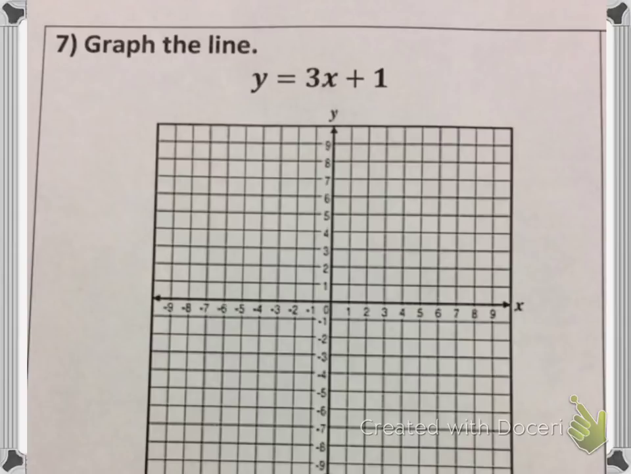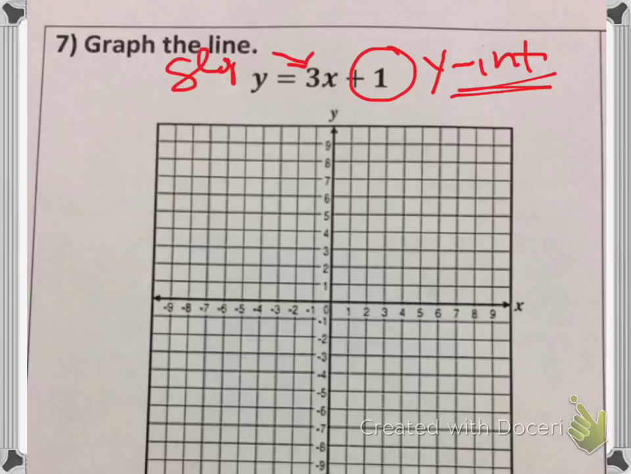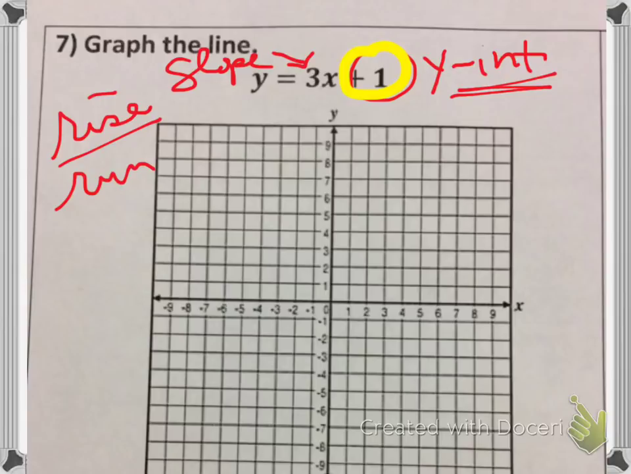This one says graph the line, and I gave you y equals 3x plus 1. Now again, using the information that we just went over, this number back here is the y-intercept. It's where my graph touches the y-axis. This number right here, the 3, is my slope. The slope is my rise over my run. Rise is how far up and down I go. Run is how far I go to the right. So my y-intercept tells me where to start my graph. It tells me to start up at 1 on the y-axis. So my y-intercept's right there.